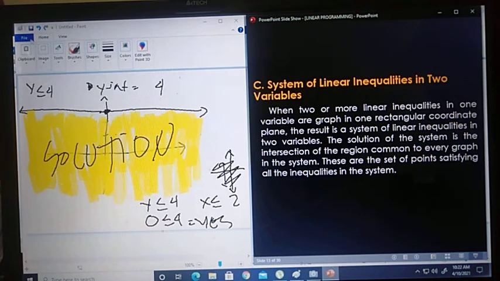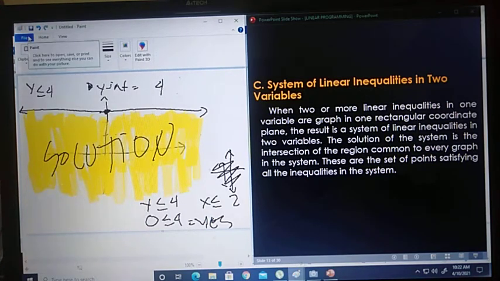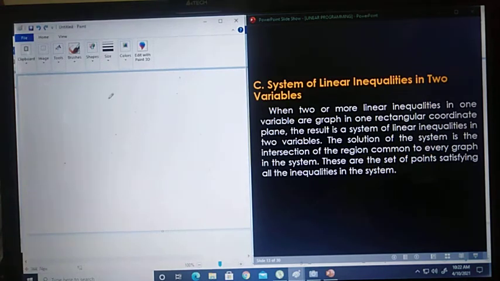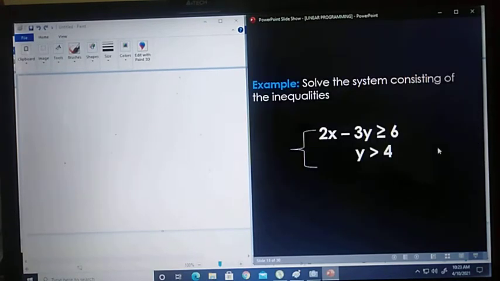Now, how about this? Let's move on. Kanina is 1 variable. Ngayon naman is 2 variable. Meaning, ganun pa rin, dalawang equation naman ang pagsamahin natin. Okay, when 2 or more inequalities in one variable are graphed in rectangular coordinate plane, the result is the solution of the linear inequalities, is the region common to every graph. These are the set of points satisfying all the inequalities in the system. Okay, ito. One example lang.